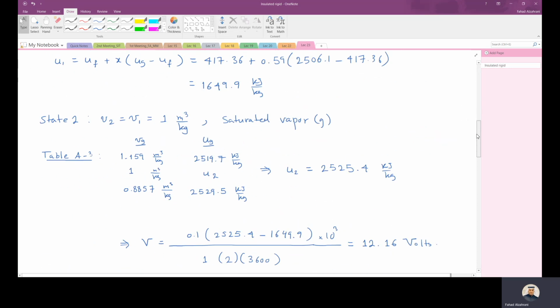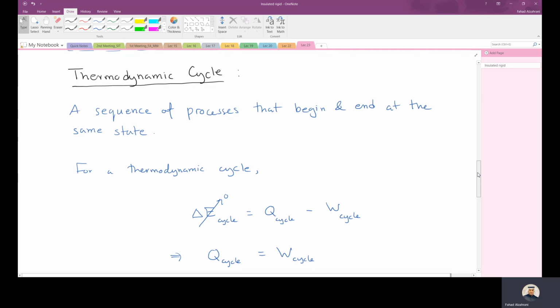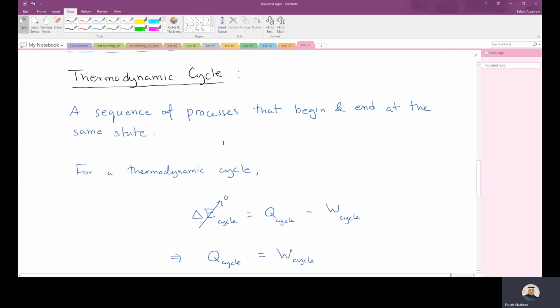The second thing I wanted to talk about today, shabab, is what a thermodynamic cycle is. I think I've mentioned this quickly in one of the lectures. A thermodynamic cycle is a sequence of processes that begin and end at the same state. So let's say we start at state 1, go to state 2, state 3, and then come back to state 1. You have completed a thermodynamic cycle.